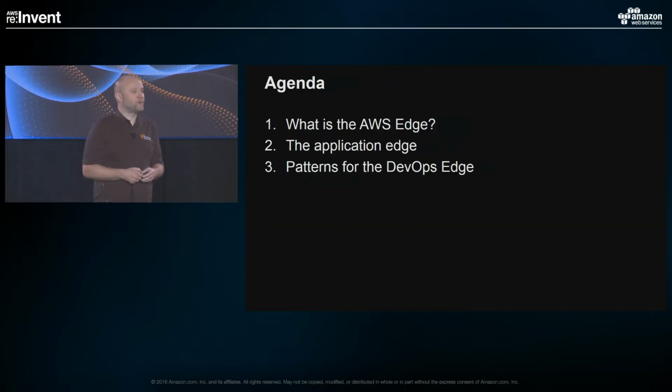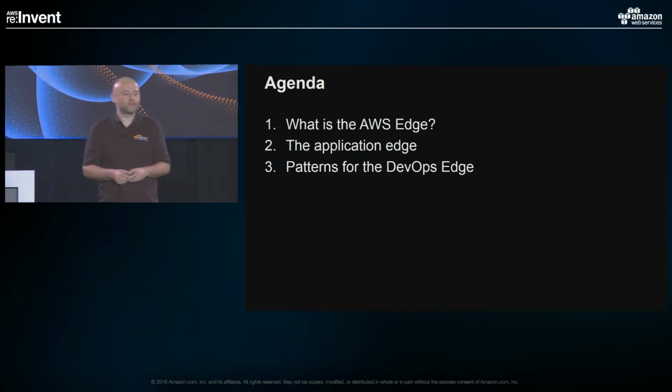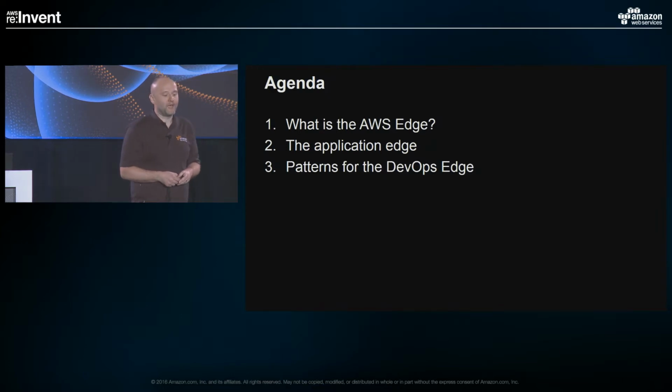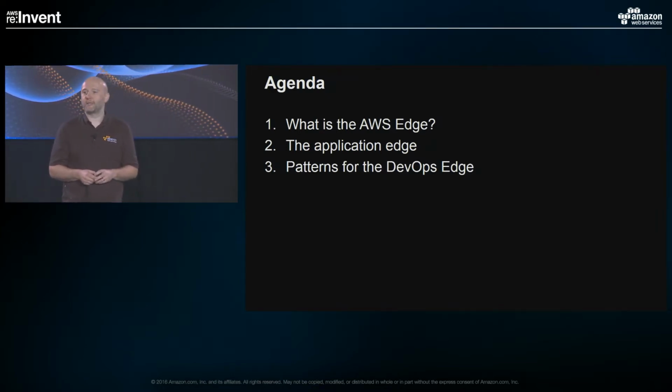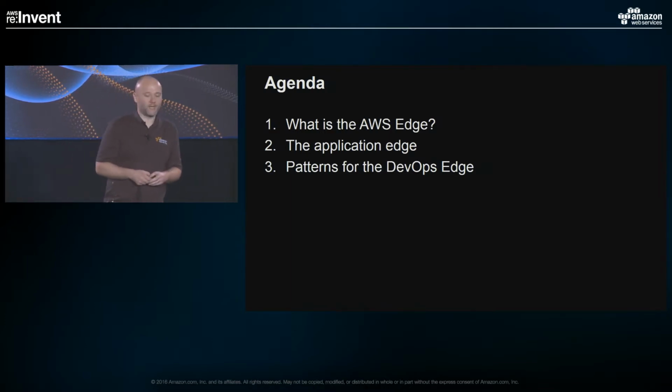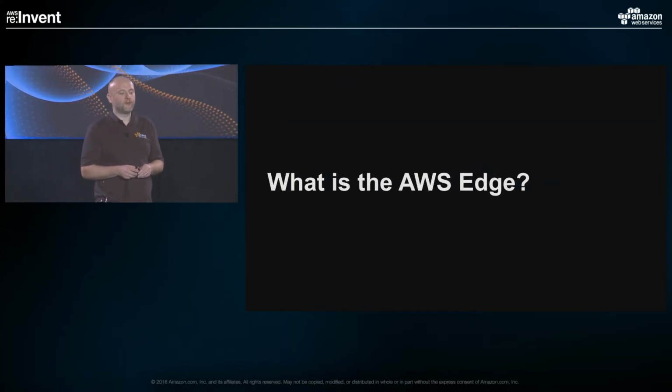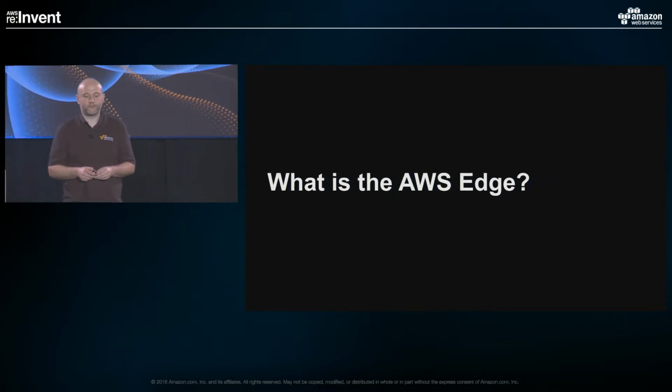So I've got quite a short agenda. So the first thing we're going to talk about and define is what the AWS Edge is. I'm going to talk about the application Edge, and then we're going to talk about some patterns for using AWS Edge services to provide a DevOps Edge. So firstly, what is the AWS Edge?